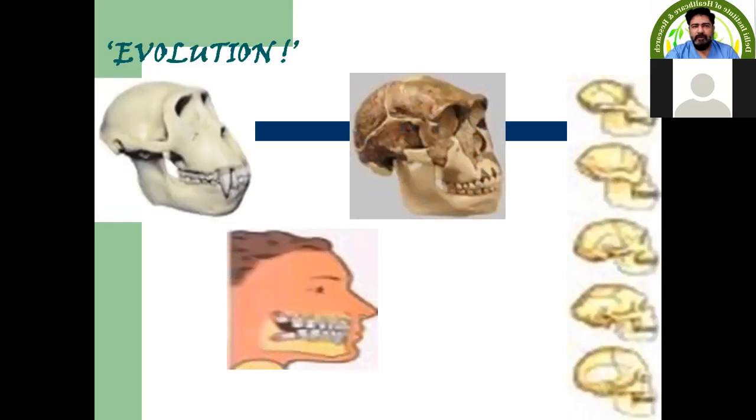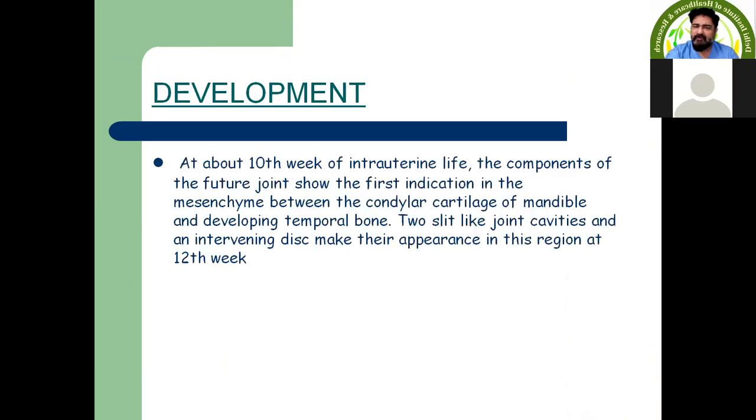So the evolution is this: the temporomandibular joint grows during that time. The development begins about the 10th week of intrauterine life. The components of the future joint show the first indication in the mesenchyme between the condylar cartilage of the mandible and the developing temporal bone. Two slit-like joint cavities and an intervening disc make their appearance in this region at the 12th week.